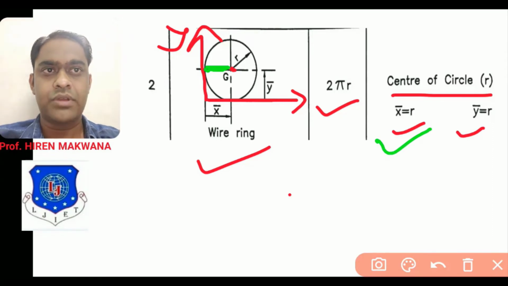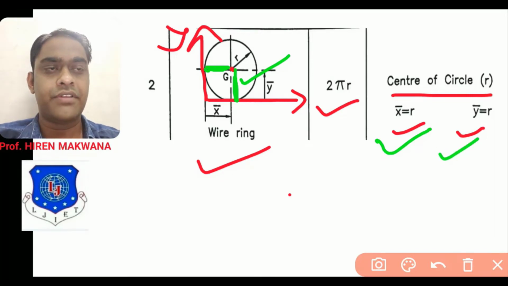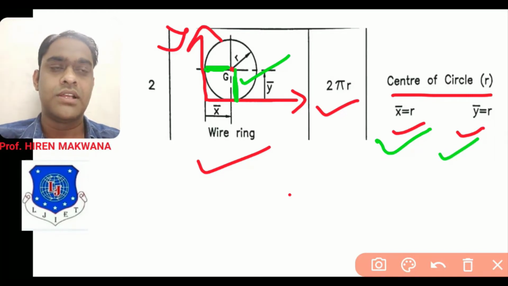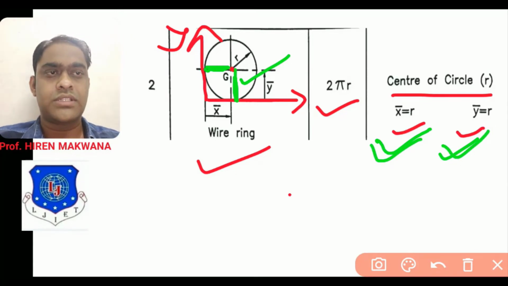Similarly, if you are starting from the x-axis, from the bottom, and going up to this circle, it is the vertical distance y bar, which is also equal to the radius of the circle. So here x bar is equal to the radius, and y bar is also equal to the radius. So these are the coordinates of the center of the circle, x bar and y bar.